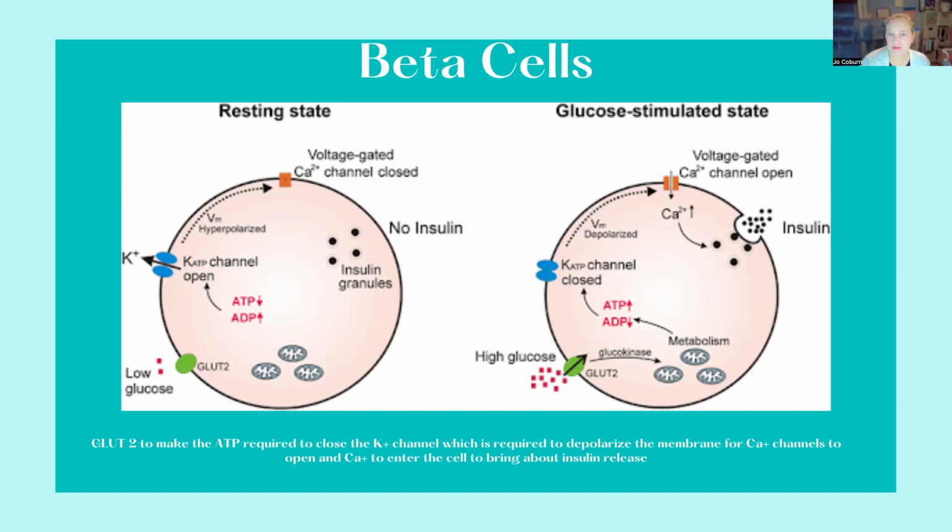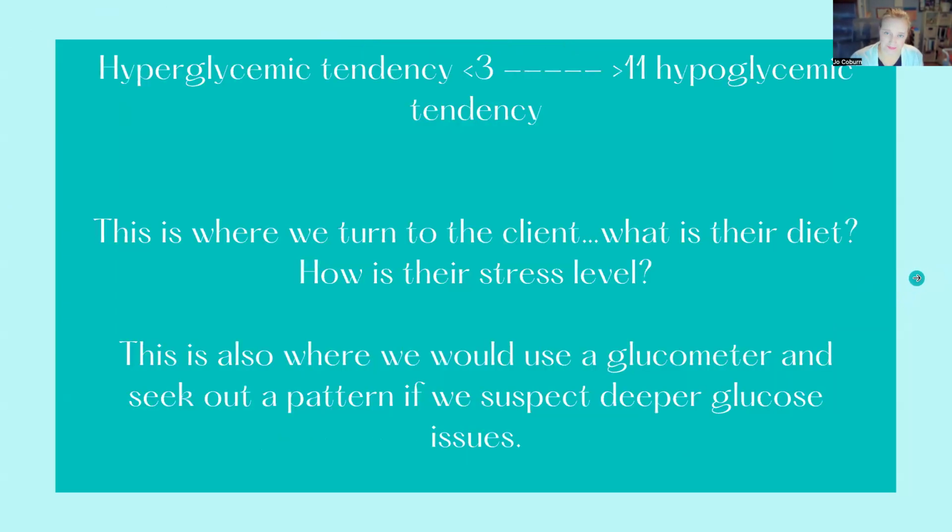Okay. And it's different. I mean, there's stress mediated high glucose levels. It's not all about insulin, right? So you can have other ways. You've got people that are eating the good diet and all these other things, and they still have high glucose levels. And it has nothing to do with whether the pancreas is functioning or not. It's mediated by other mechanisms in the body. Right. So hyperglycemic tendency versus hypo, this is where we can turn to the client, right?